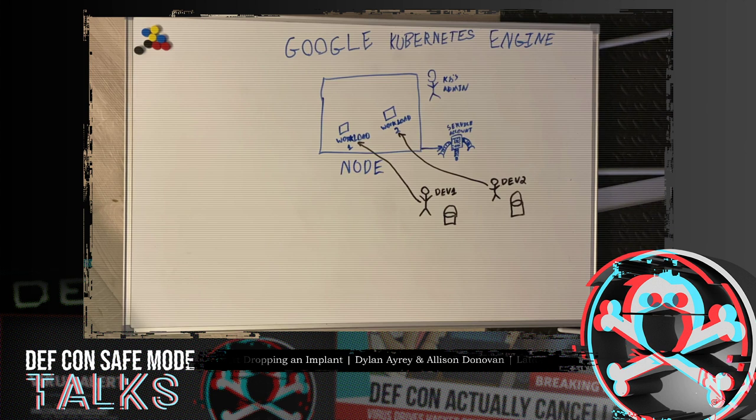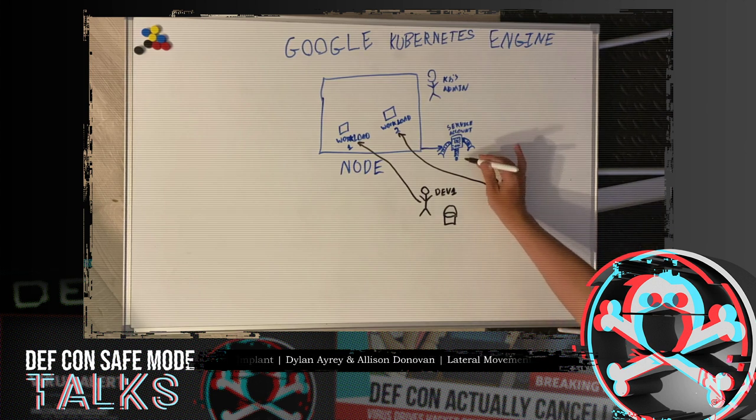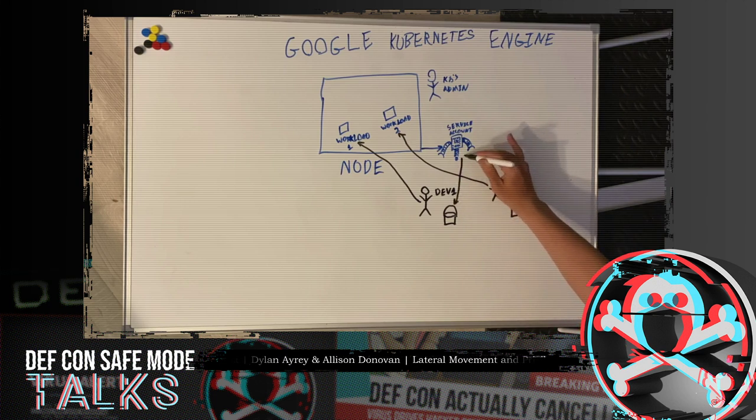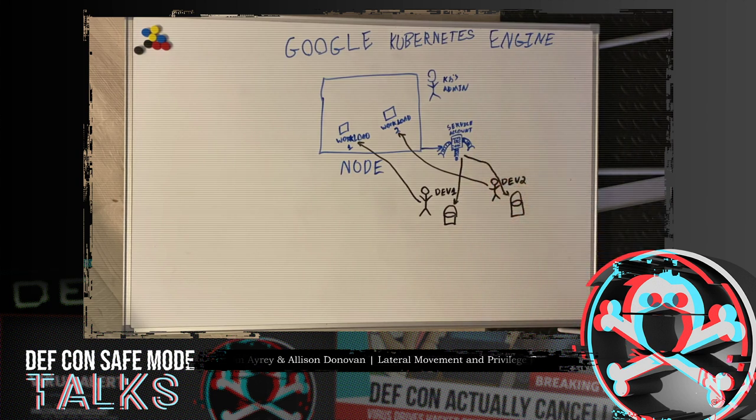In this case, we'll say that they both own a bucket and they want their workloads to be able to access that bucket. One really easy way to do that is to just give the service account on the node access to the bucket. But the downside to doing that is instead of just giving their workload access to the bucket, they'll give every workload access to the bucket. The developers in this case control this story. They control what the service account has access to because they're the resource owners. The Kubernetes admin does not control this and cannot see that this even happened.